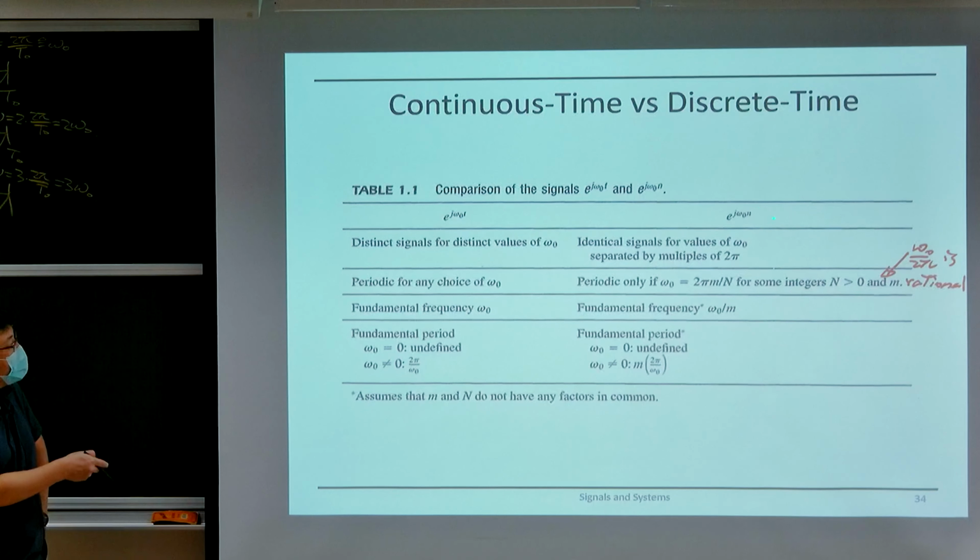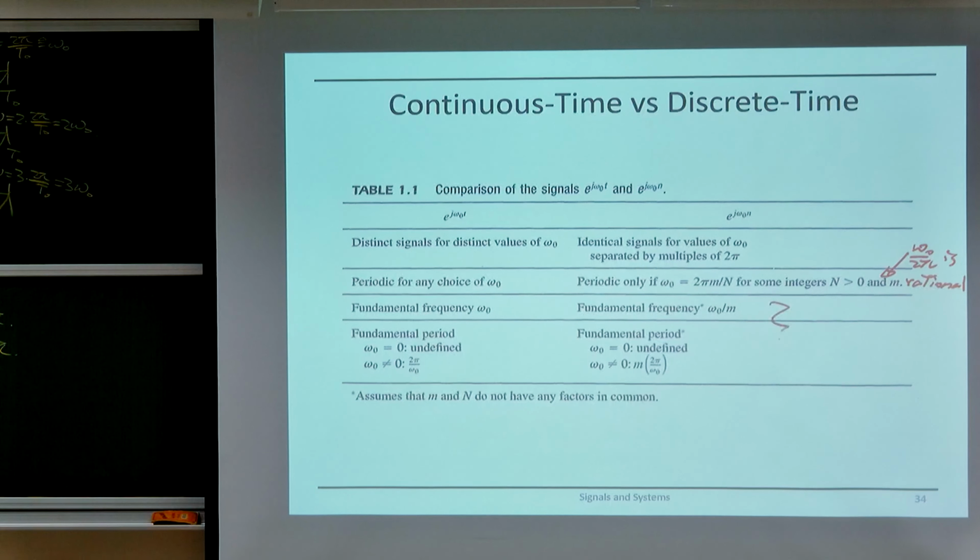Now, in the discrete time case, the fundamental frequency is omega naught over m. And the fundamental period, assuming the frequency is not 0, is m times 2 pi over omega naught. And this is when N and m are coprime.